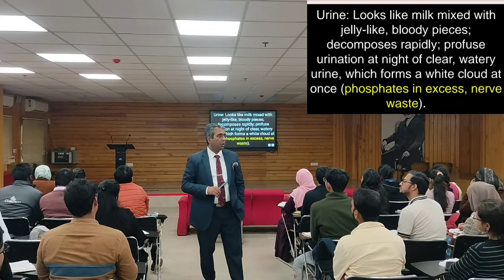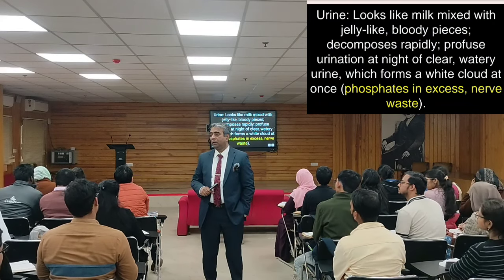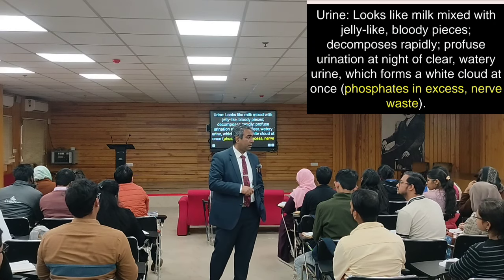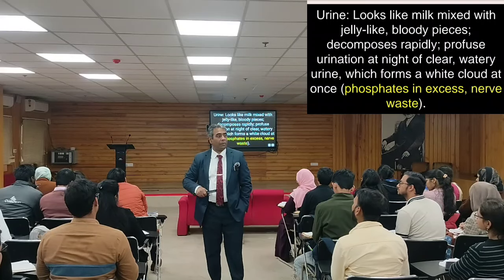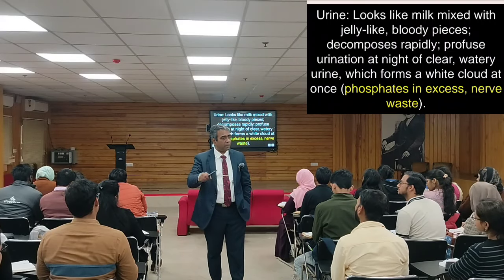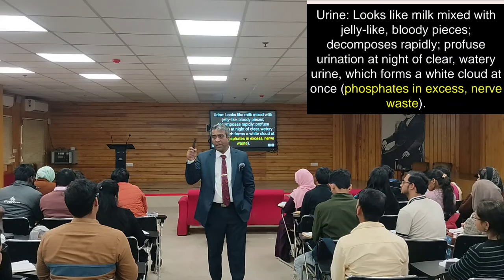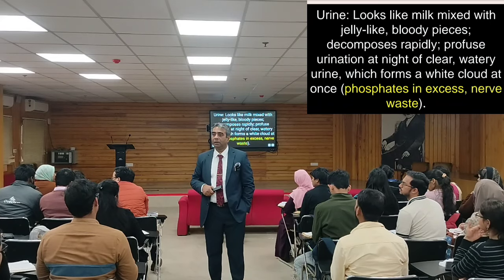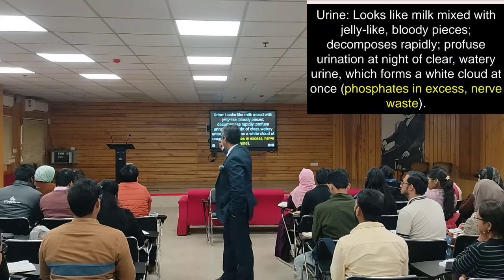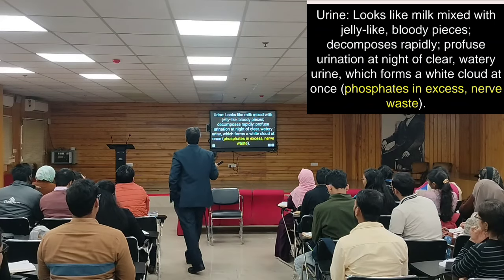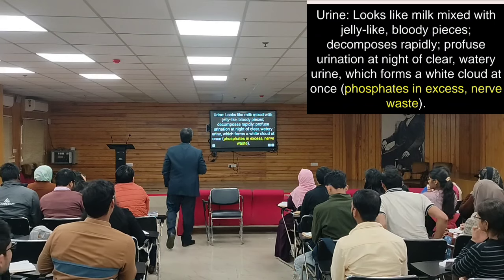polyuria. Causation has to be there. That causation can be an acute disease. The person has one episode of acute disease after which he has developed diabetes. You will get a patient who had corona, and after that now he is suffering from diabetes. But symptoms have to be there. Looks like milk mixed with jelly-like blood, bloody pieces.